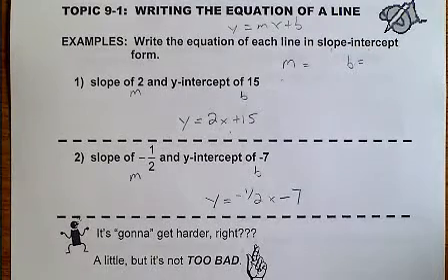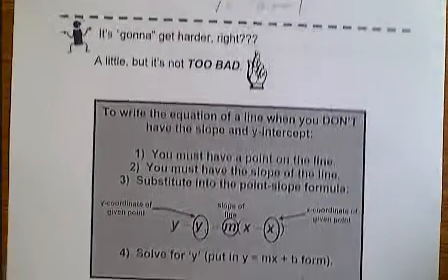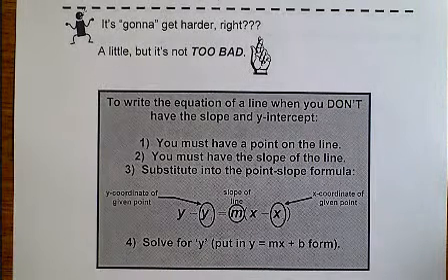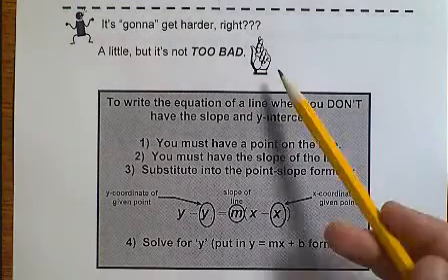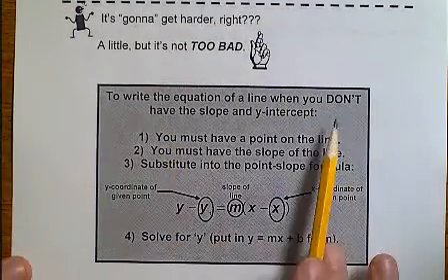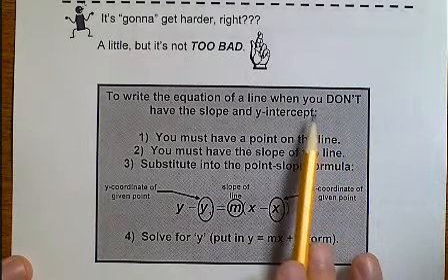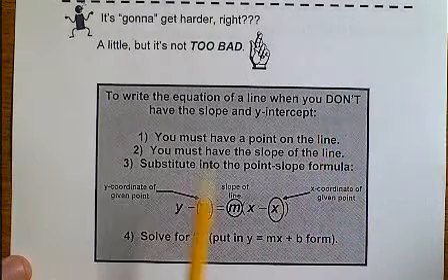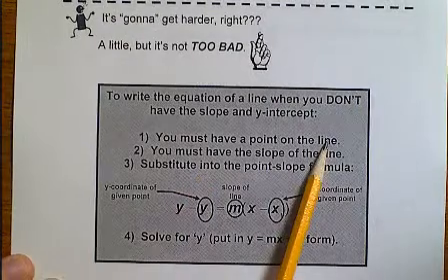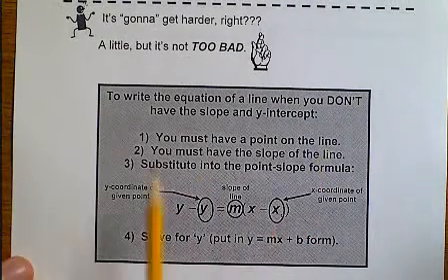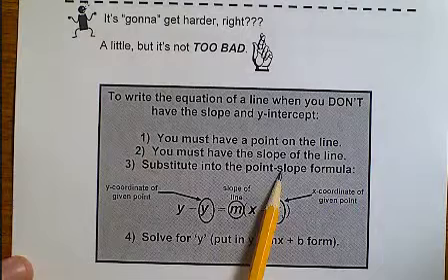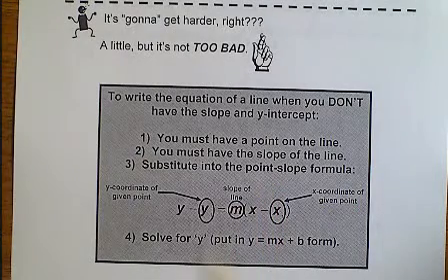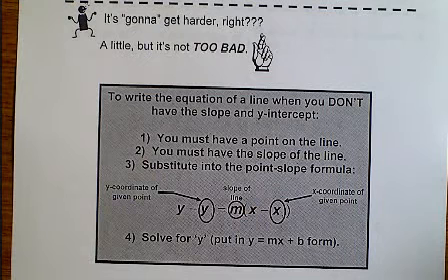It's been super simple. Let's go ahead and read this note that they've given us in our notes. It is going to get harder. A little, but it's not too bad, I promise. We want to write the equation of a line when we don't have the slope and the y-intercept. Okay? You must have a point on the line, and you must know the slope of the line. If you know these two, you can then substitute into the point-slope formula. The point-slope formula is really nice. It gives us a direct path to putting this into slope-intercept.